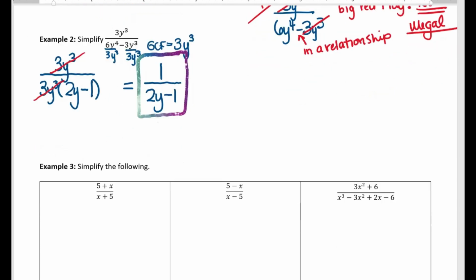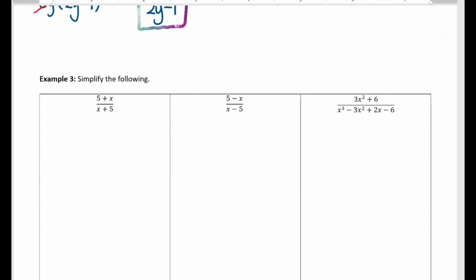Now let's look at a couple more examples. We have 5 plus x all over x plus 5. Now we've just talked about how we can't just get rid of the x's. No, because there's addition, subtraction, or here just addition, meaning they're in a relationship. They can't go out acting like they're single. But notice that 5 plus x can be rewritten as x plus 5. So Tom plus Judy is the same thing as Judy and Tom.